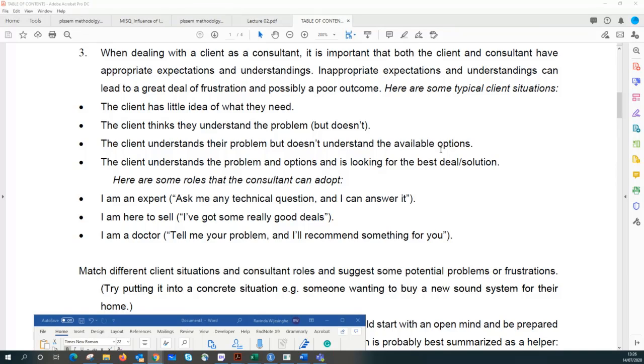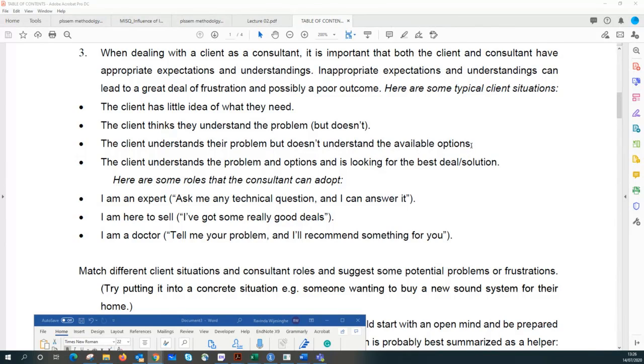So the third one is they know the problem, but don't understand the available options. For that one, I would say probably the first role, because ask me any technical question and I can answer it. So an expert's role best suits the third scenario.